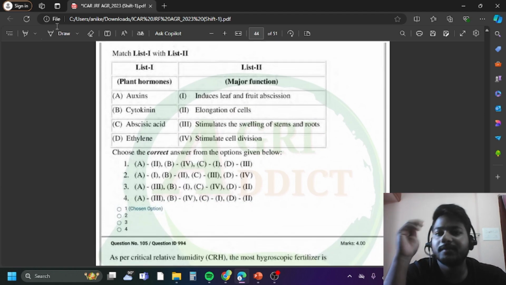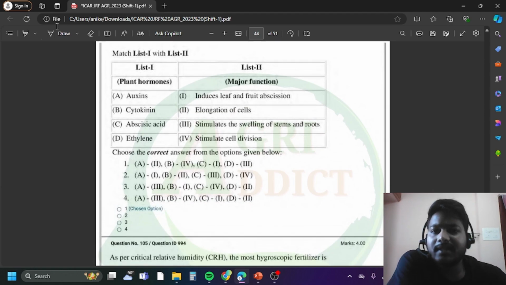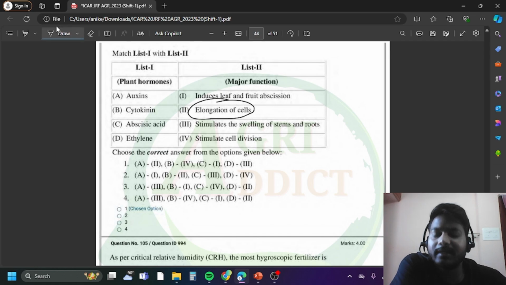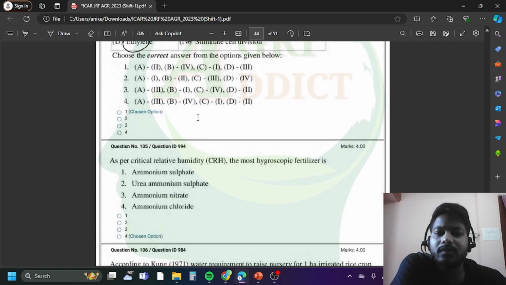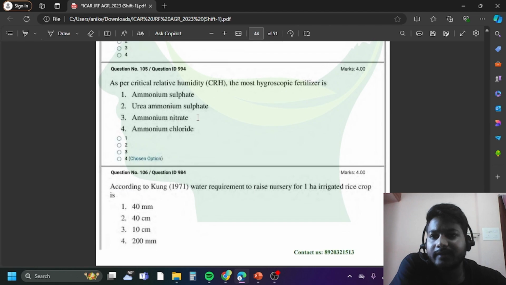Next, another match of the following. Auxin का काम क्या है? Okay, it helps in the elongation of the cell. Cytokinin, it is cell division. Abscisic acid induces leaf and fruit abscission. One left, that is stimulate the swelling of stem and root by the ethylene. Okay, very easy. If you know 2 or 3, you can do the other one.